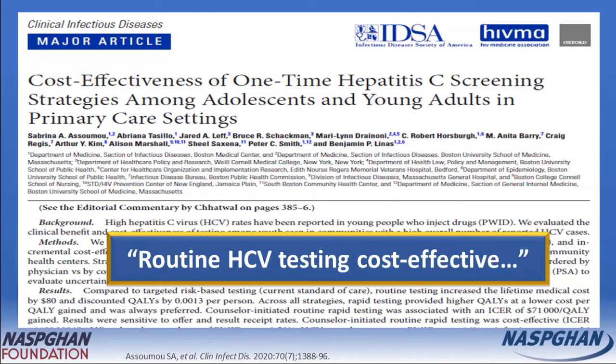And it is cost effective to screen patients. Asimo and colleagues have done several studies looking at cost effectiveness calculations. And in this study, they looked at one-time screening in young adults and adolescents. They used 9 different permutations of a combination of routine screening versus directed screening based on risk factors, physician ordering versus counselor ordering of the test, and then rapid test results versus traditional venipuncture results.